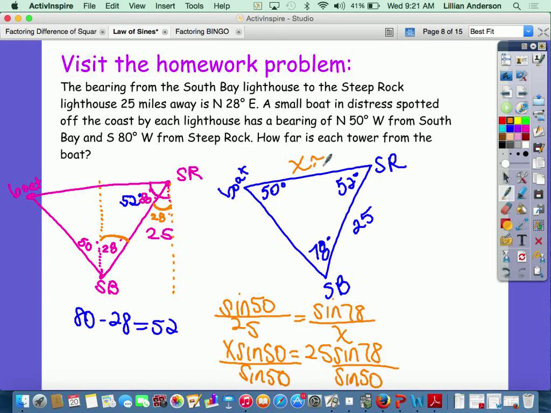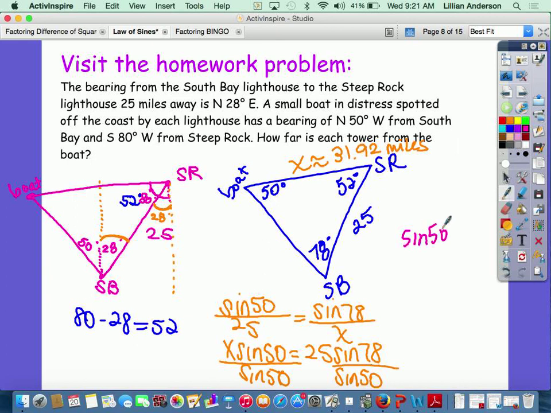And so what did you guys get for this length from the boat to Steep Rock? 31.9 miles, and these were in miles.